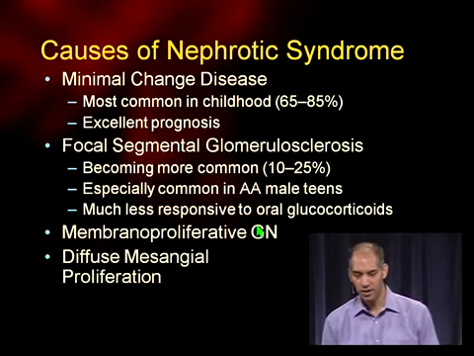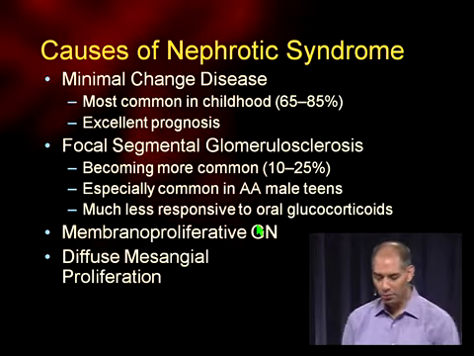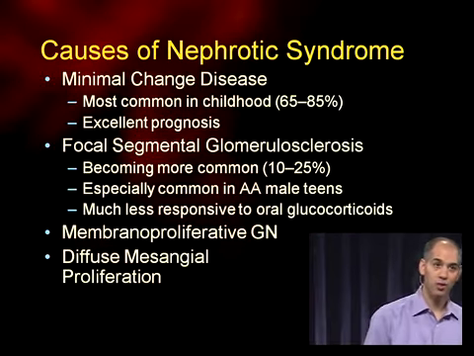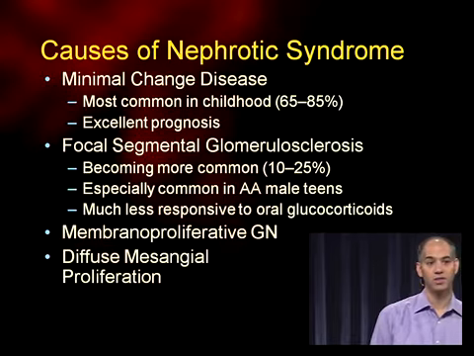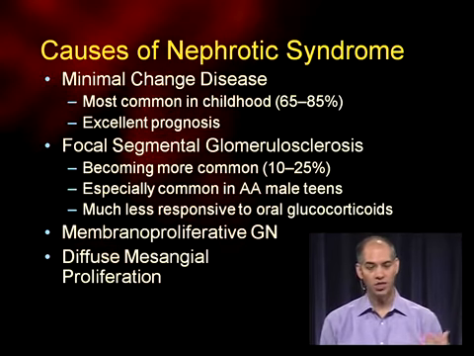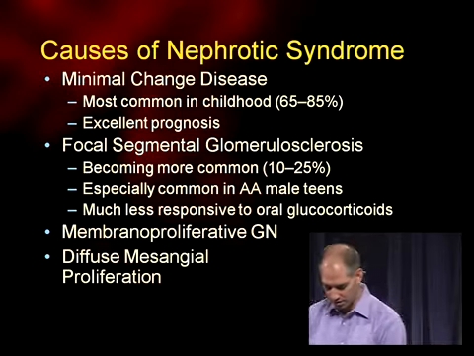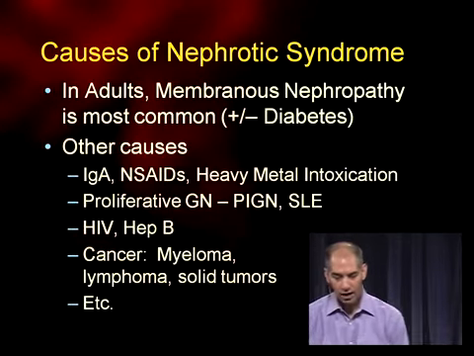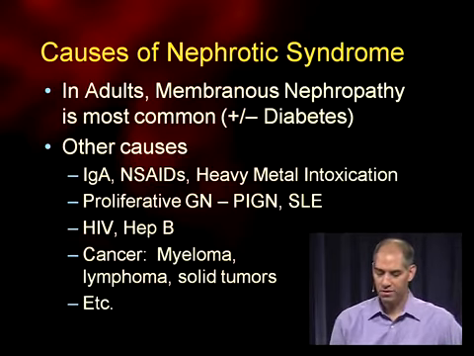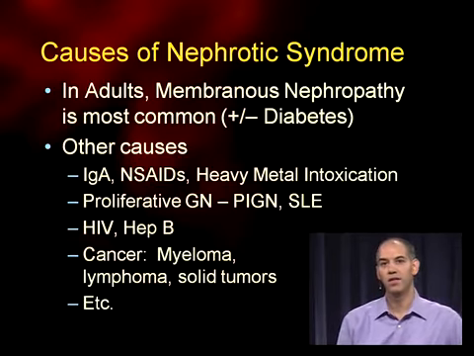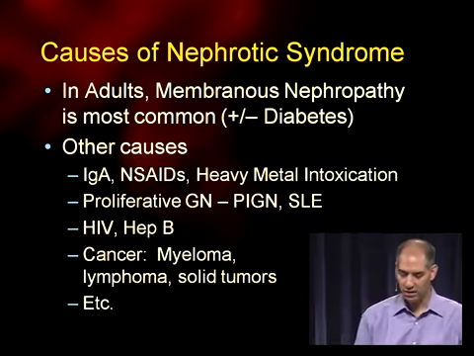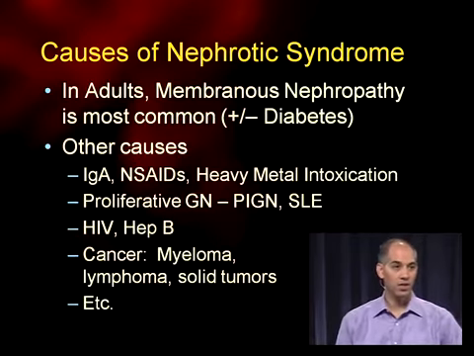in pediatrics. Membranoproliferative GN, which we already talked about, can present both with the nephritis. It can also present with nephrotic syndrome. And then finally, diffuse mesangial proliferation can present with the nephrotic syndrome. In adults, again, I know this is a pediatric board review, but membranous nephropathy is the most common cause of nephrotic syndrome. Diabetes is a very common cause of the nephrotic syndrome. And then there are lots of other causes.